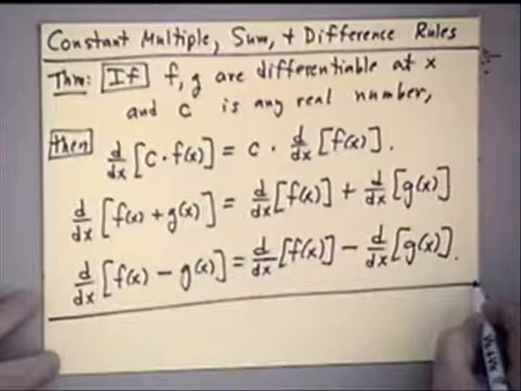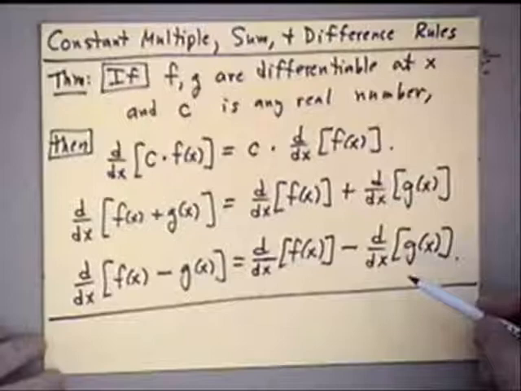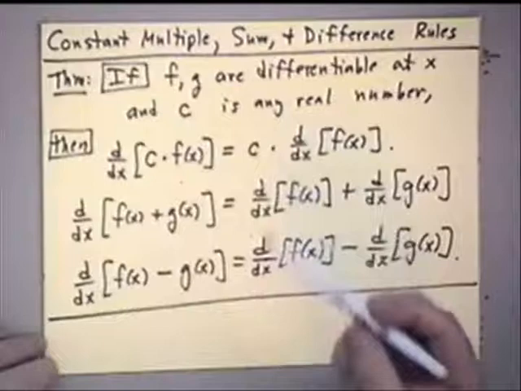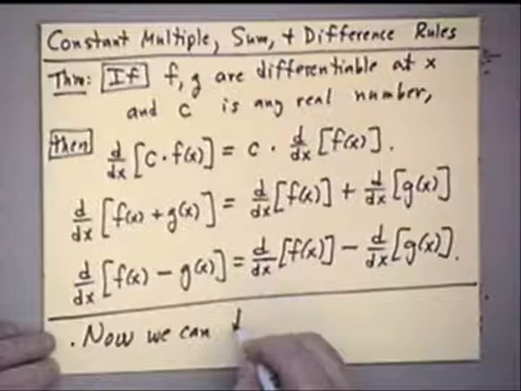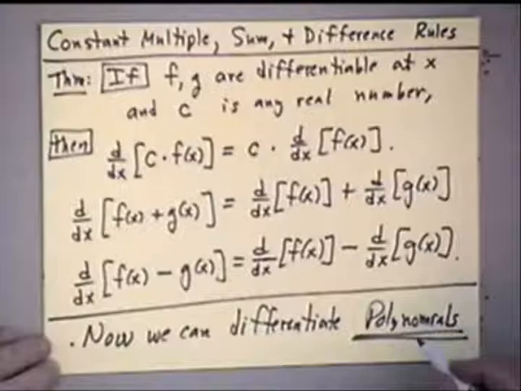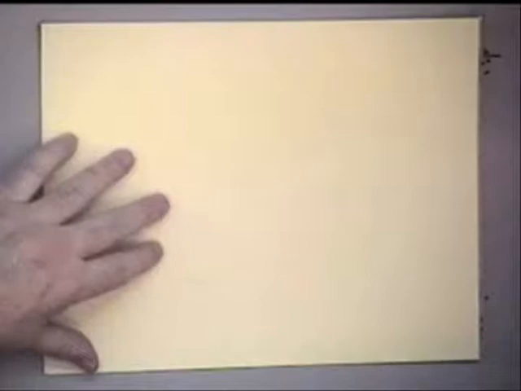Why would we want to have these rules clarified at this point? Well, if you think about it, what sorts of objects have sums or differences, possibly multiplied by numbers, and if we go back to the power rule, possibly have powers? Well, now we can differentiate or find the derivative of polynomials, our favorite sorts of functions. We can now differentiate them because we have all the steps we need. So let's illustrate that with an example.